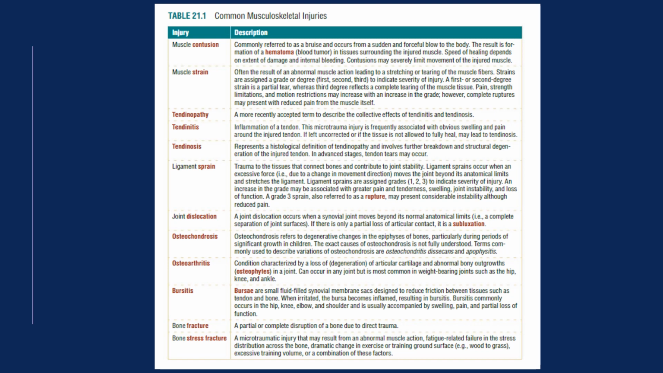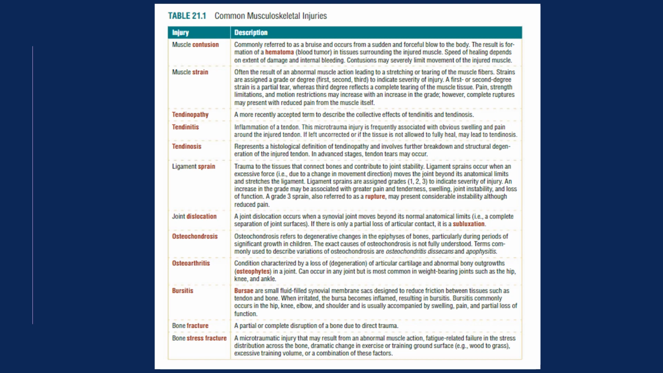Tendons are the fibrous tissues that connect muscles to bones. Injuries to tendons can include tendinitis, which is caused by inflammation, tendon tears, or ruptures. Cartilage injuries. Cartilage is the smooth tissue that cushions the joints.